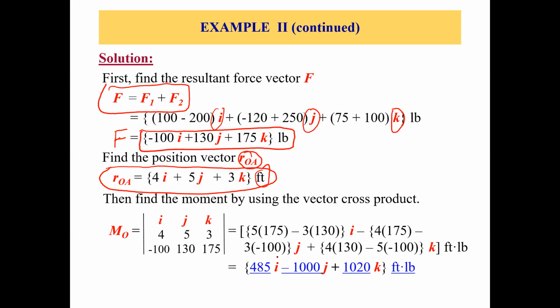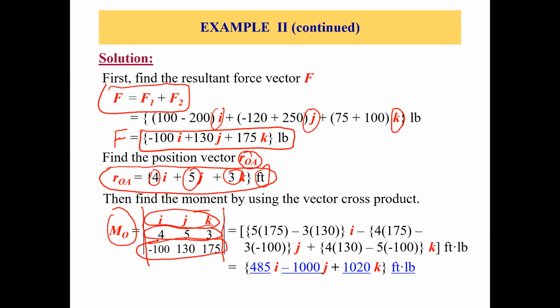So this is your M naught. This is your 3×3 determinant. First row is ijk. Second row is the position vector, so we have 4, 5, and 3. Then the third row is the force vector, so we have -100, +130, and +175. So we have this as our third row: -100, 130, 175.